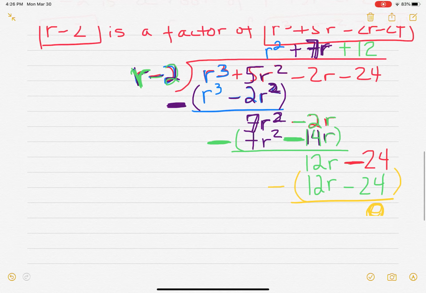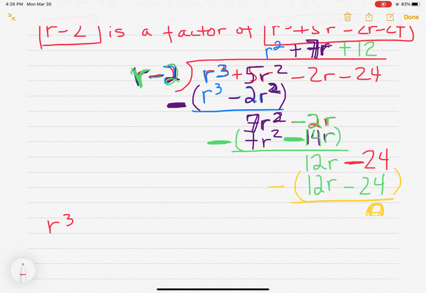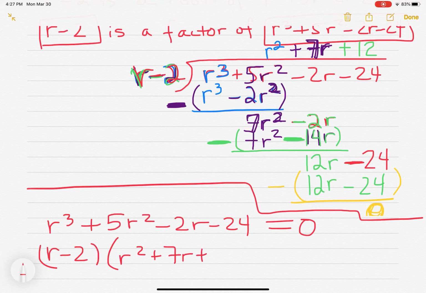So basically what that tells us is the factorization for r cubed plus 5r squared minus 2r minus 24. So what do we have? We had r cubed plus 5r squared minus 2r minus 24. That was a polynomial, and it was set equal to 0, right? We had an equation. So that factors into r minus 2, right? That was one of our factors that we got from the root earlier, r equals 2. And then we're left with r squared plus 7r plus 12. That's the quotient up top there, and that's equal to 0.